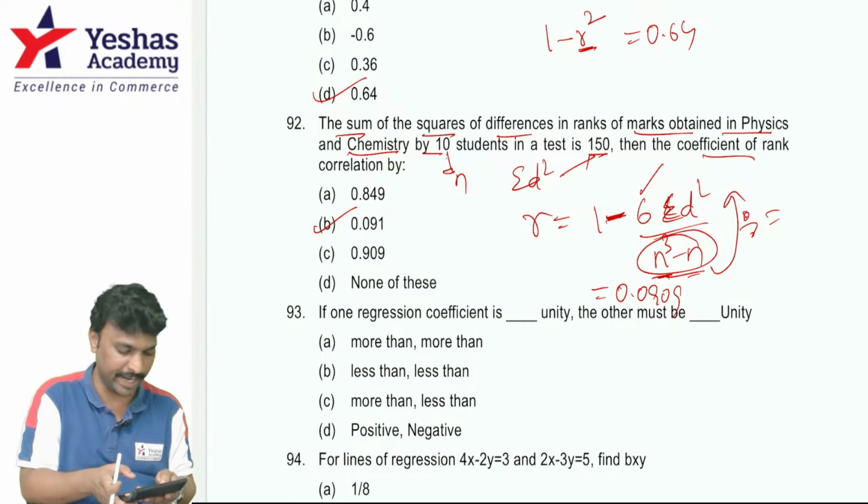If one regression coefficient is greater than unity, the other one must be less than unity. So which one is the right answer? Option C.